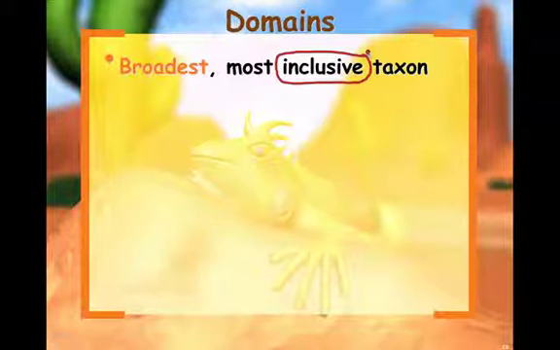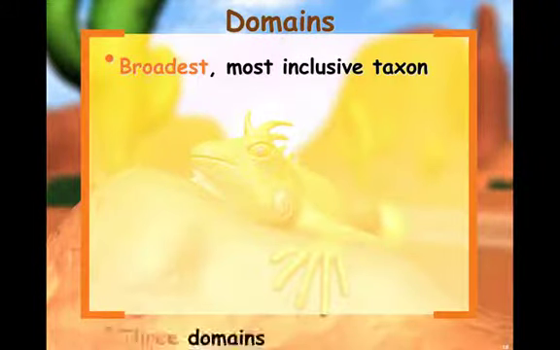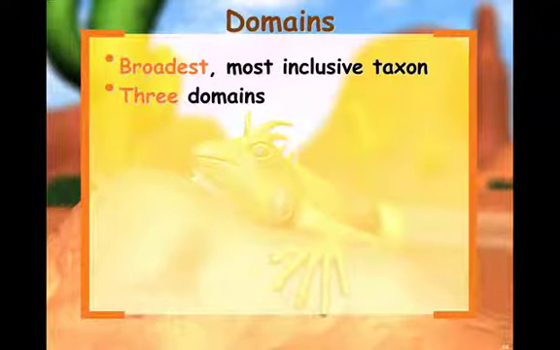You may have heard of specific resorts that are in Mexico or the Caribbean or the Dominican, and they say they're all inclusive, which means everything is included. Your meals are included, your hotel is included, everything is included in that particular package. So under the umbrella of domain, everything beneath that or smaller than it is included in the domain. There are a total of 3 domains.